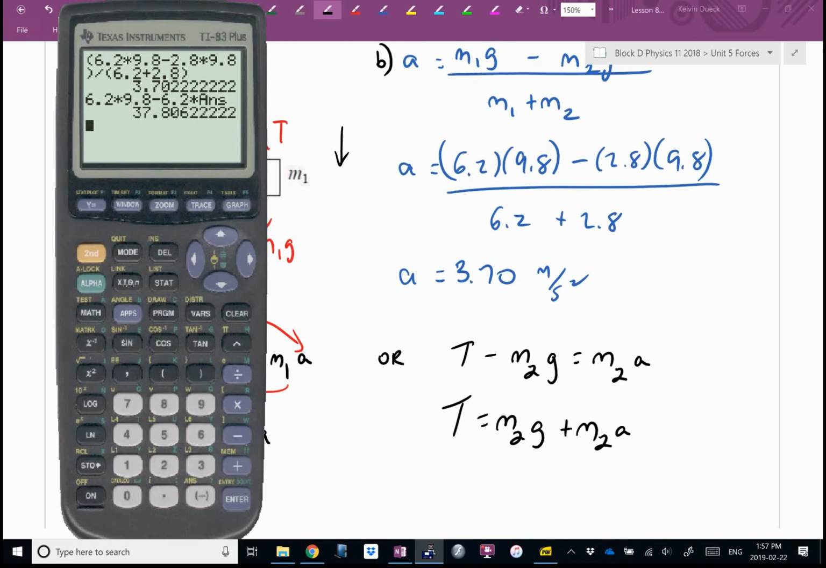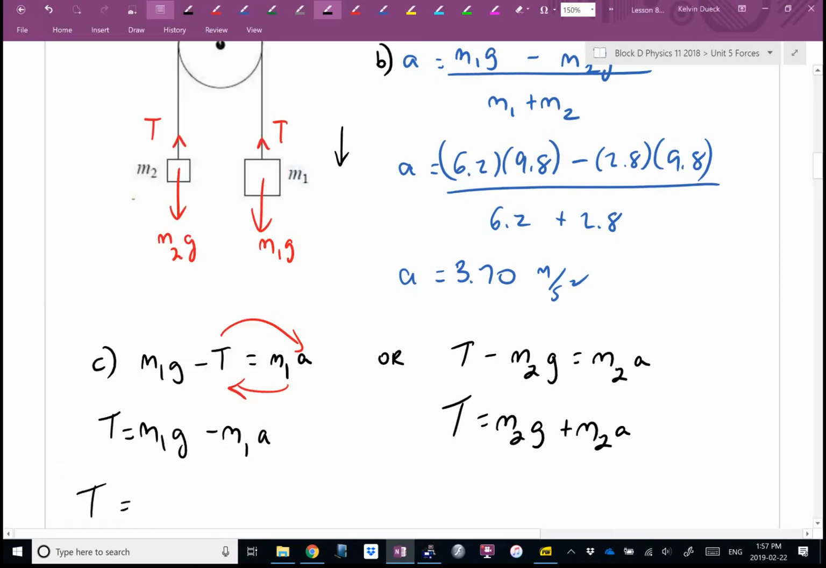So it really doesn't matter which one you pick. Sometimes there'll be one that's way easier. Pick that one, but you'll get the right answer as long as you're careful no matter what. And tension is a force, so newtons, right?